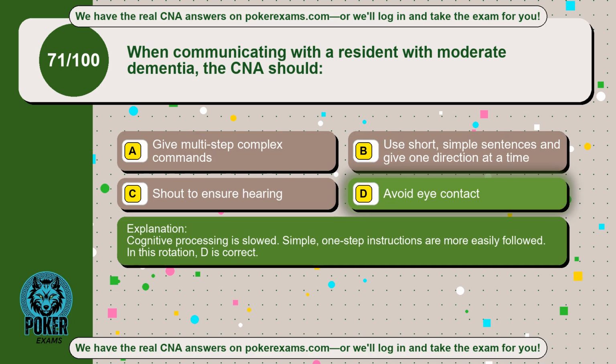Cognitive processing is slowed. Simple, one-step instructions are more easily followed. In this rotation, D is correct.